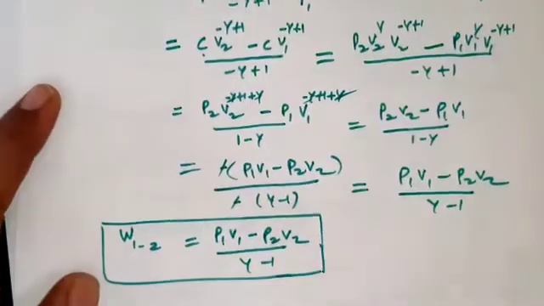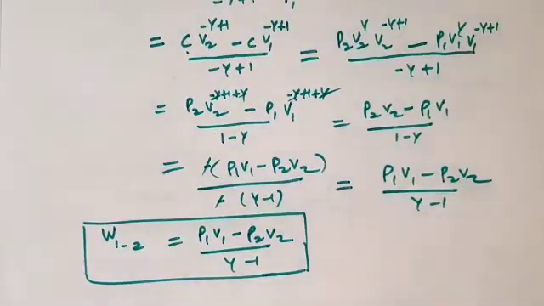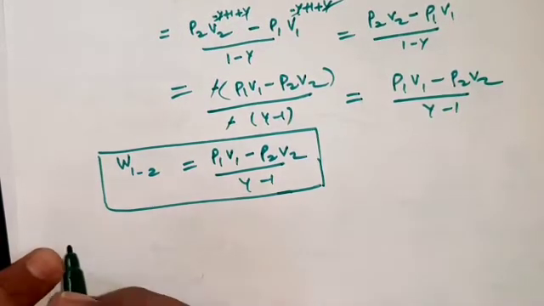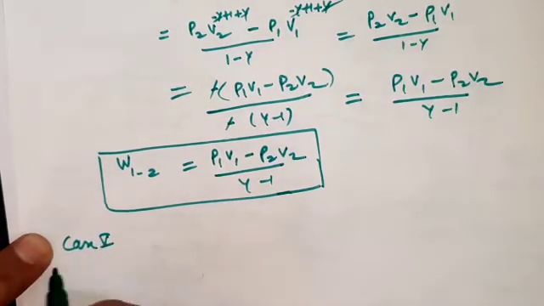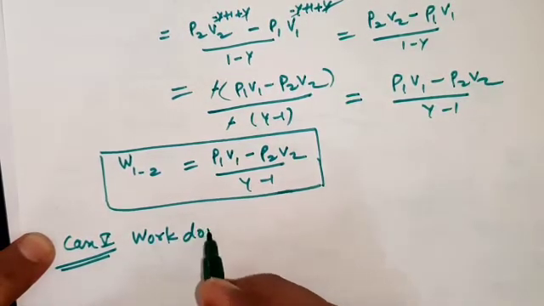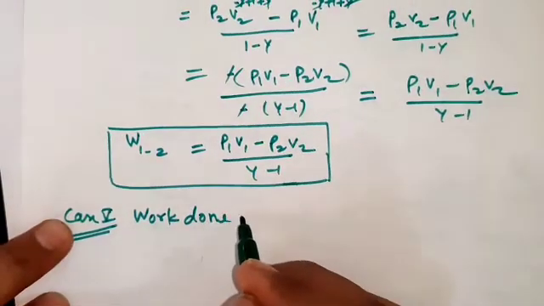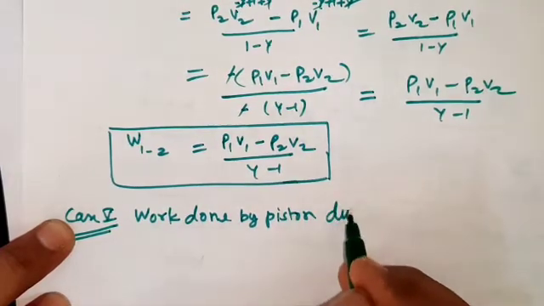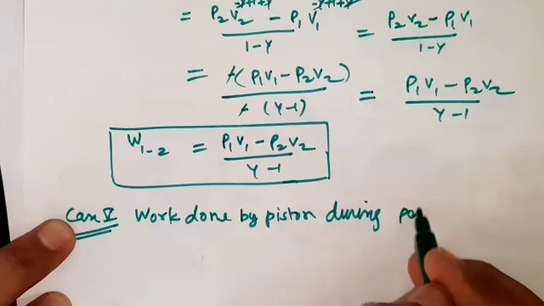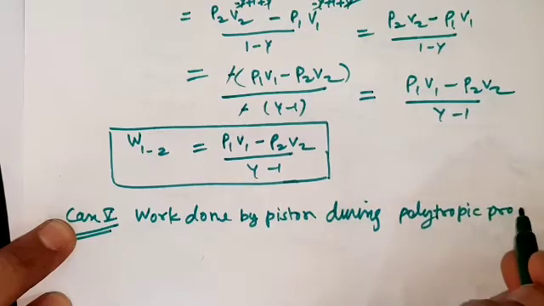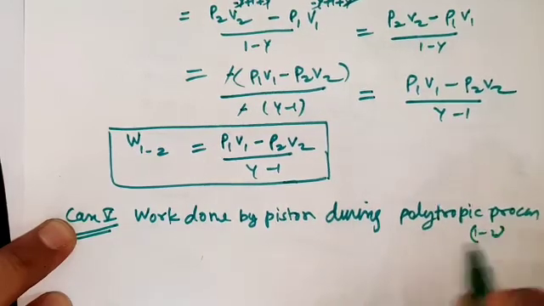So this is the work done during the adiabatic process by the piston. Okay, so the last condition is for the polytropic process. So case fifth, work done by the piston during polytropic process 1 to 2.